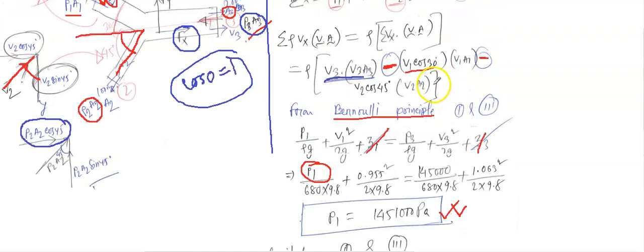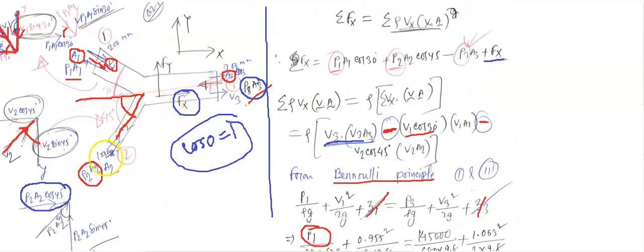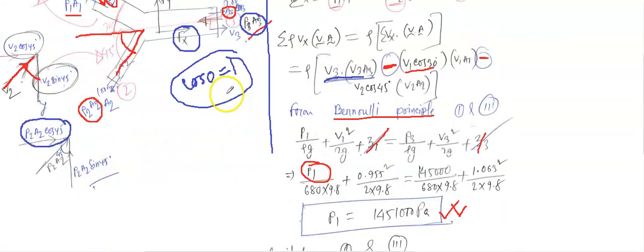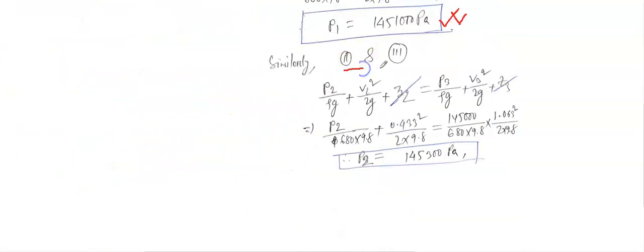Now we will implement the Bernoulli principle for P2 and P3. It's the same thing: P2/ρg + V2²/2g + z2 equals P3/ρg + V3²/2g + z3. So we consider this the same elevation. Substitute the other values. Now you know P3, but we don't know P2. So if we substitute all other values, then we will get P2. So this is P2, we got it from this calculation.